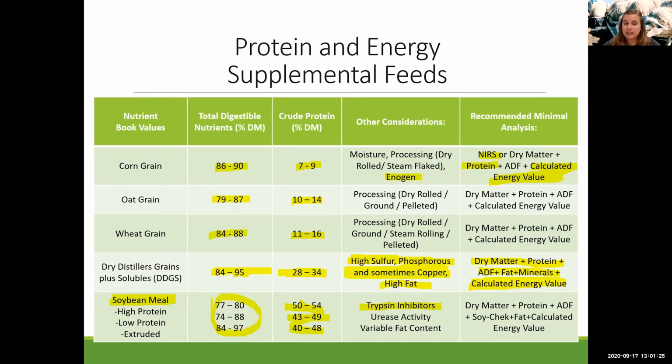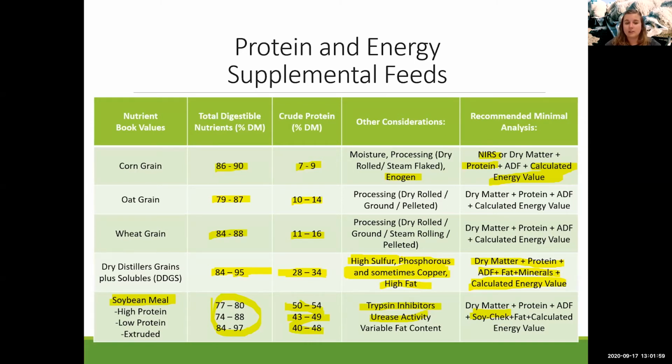An indicator would be urease activity, which is checked by this soy check assay that we can do here in our lab. And so this is why it's really important to make sure that that soybean meal was actually heated to the proper level to where it actually kills those enzymes and doesn't make them active, but it also can go too far where it's overheated and that can result in heat damage.